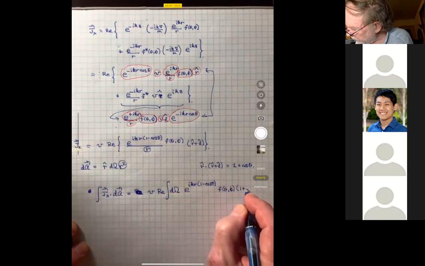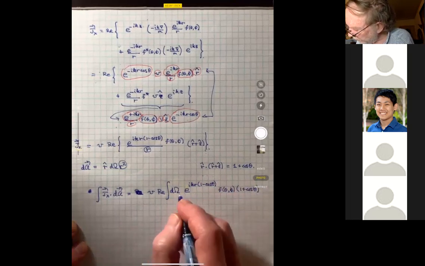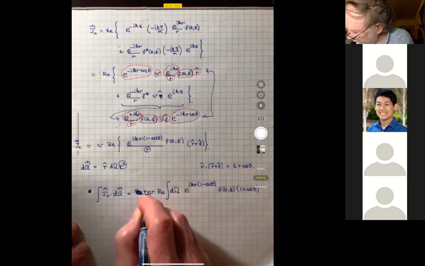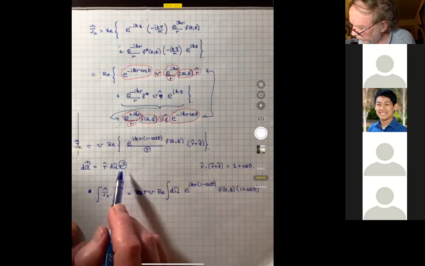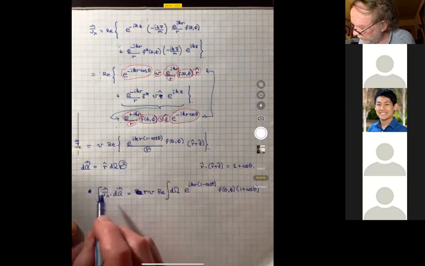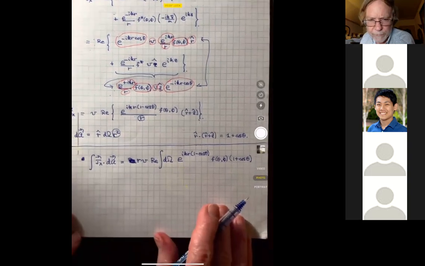We have 1 plus cosine theta. And I forgot the overall factor of r, which I'll bring out here. There's the factor of r. That came from the 1 over r in the denominator and the r squared in the numerator. Gives an overall factor of r. So let me try to separate this off because this is the integral we need to look at.